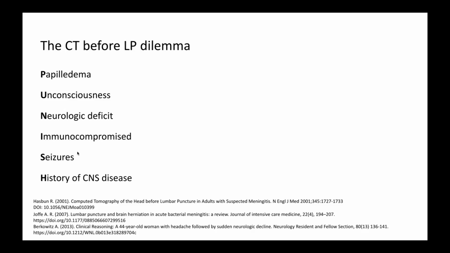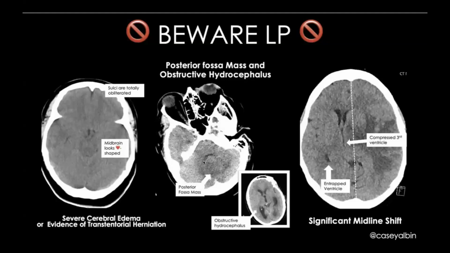However, if this patient has these clinical signs, we should do a CT, right? What should we expect to see on a CT to make us think, okay, we're not going to do an LP? This is a graphic that Dr. Casey Alvin gave me permission to share with you today. If the sulci are obliterated, this means that there's a very high intracranial pressure. If the midbrain looks like a heart, which means that, oh my God, I forgot the name of that. But the spaces between the brainstem and the ventricle are totally obliterated.